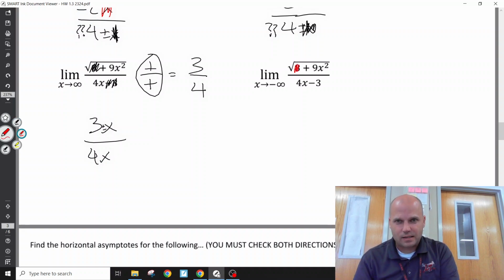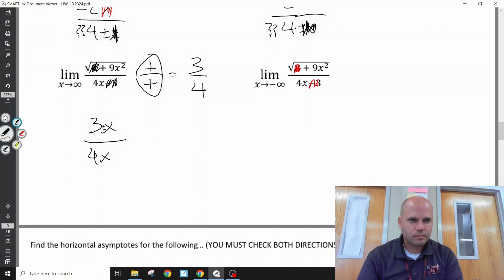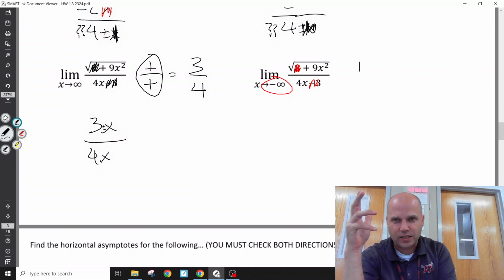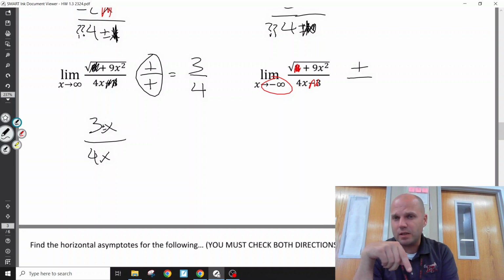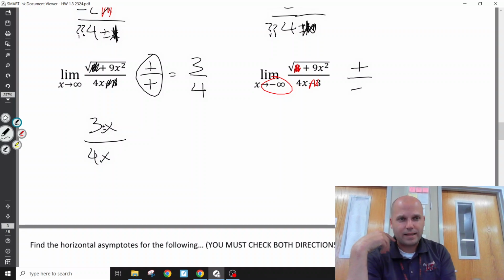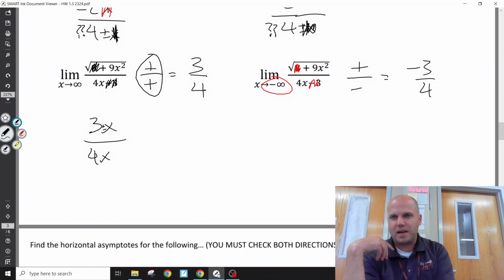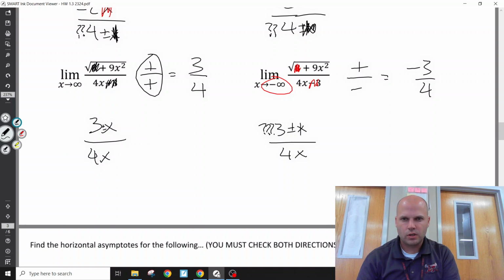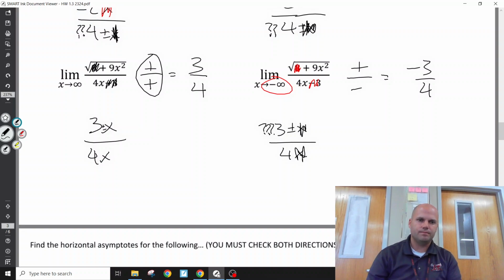Over here, again, the 8 doesn't matter, the 3 doesn't matter. But let's check signs. If I plugged in negative infinity, squared times 9, square rooted, a positive number in the top. If I plug in negative infinity in the bottom, it's a negative. So we might think the answer is 3/4, but it's actually negative 3/4 because of my sign analysis. I get this 3 plus or minus x. I get this 4x. Yes, we think it's 3/4, but we're not sure. Check your signs. It's positive or negative 3/4. Check your signs, and this is what I got.